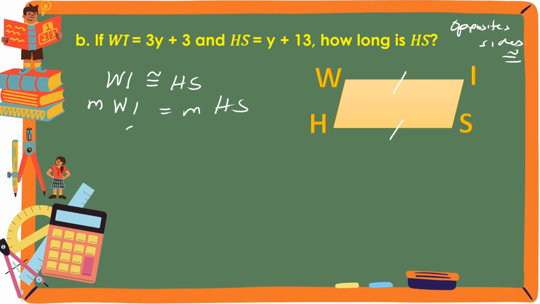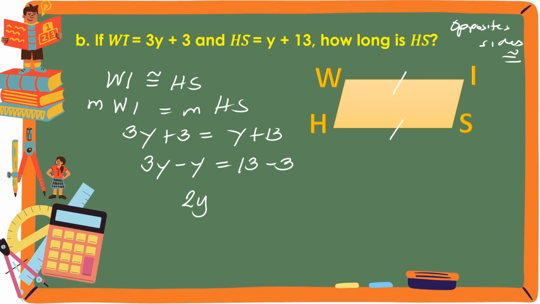So, ano ba si WI? So, we have 3y plus 3 at ang HS natin ay y plus 13. So, by solving, 3y minus y ay equal kay 13 minus 3. So, 3y minus y, that's 2y. 13 minus 3 is 10. Then, divide both sides by 2. So, the value of y is 10 divided by 2, is 5.